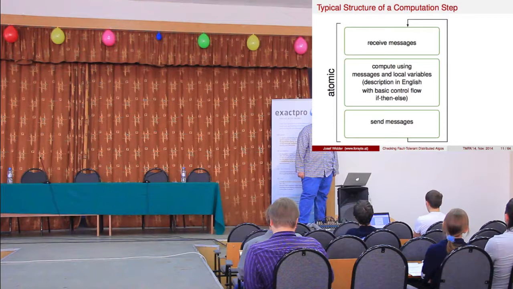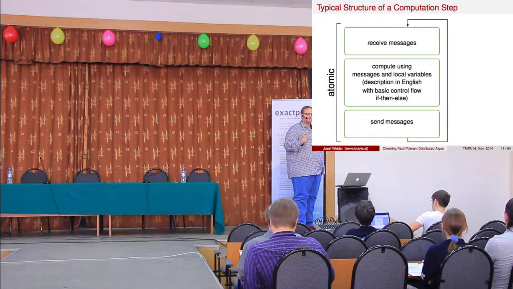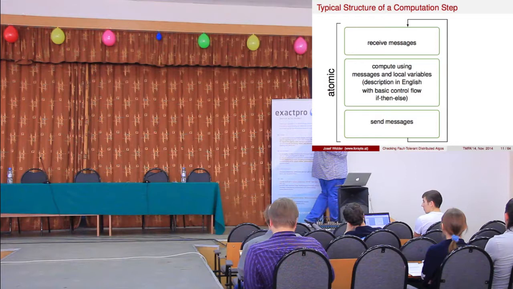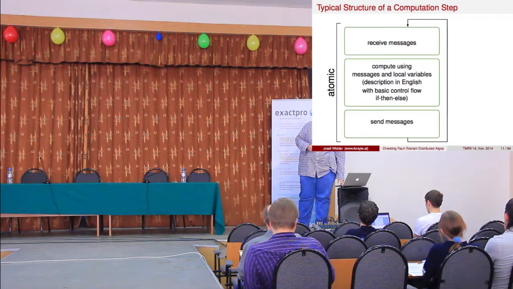Okay. So here we have one loop that is repeated over and over again. These are the computation steps, and each of these steps, each loop iteration, is atomic. And what you conceptually do is you receive a message in the beginning, you do a computation, you change local variables, and then you send messages. This is the structure of a computational step in distributed algorithms.